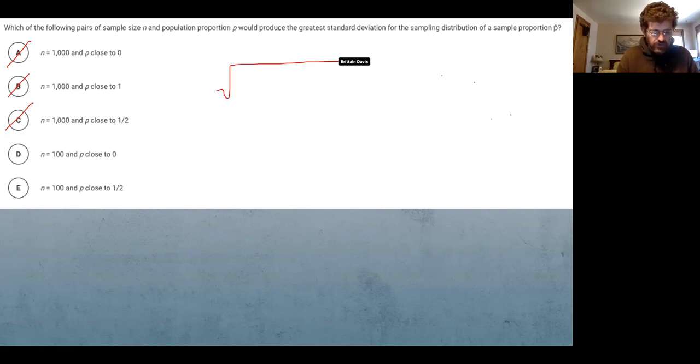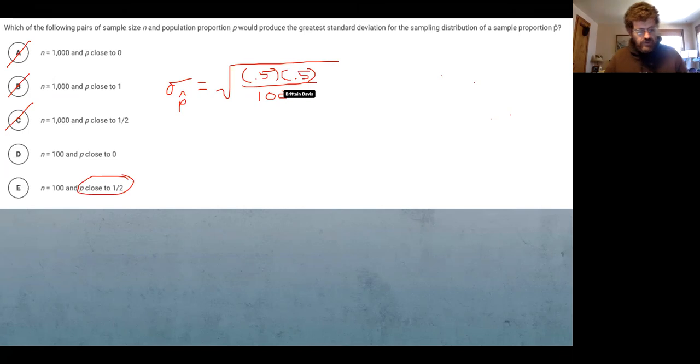I'm just going to calculate what the standard deviation would be, assuming certain things. So if it's close to 1/2, I'm going to assume it's exactly 1/2. 0.5 and 0.5 divided by sample size of 100. There's my standard deviation formula. And that gives us 0.05 as the answer.